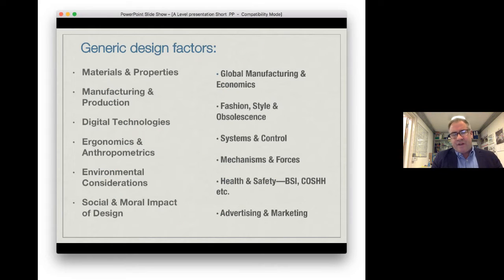Here are the generic design factors. Now this, knowledge-wise, at A-level takes you into basically what makes the economy, the global economy, go round. There's materials and properties, manufacturing and production, digital technologies, ergonomics and anthropometrics, environmental considerations, very big in the news at the minute, social and moral impacts of design, global manufacturing and economics, fashion, style and obsolescence, systems and control, mechanisms and forces, health and safety, and advertising and marketing. Quite a package of knowledge wherever you're heading for post A-level.